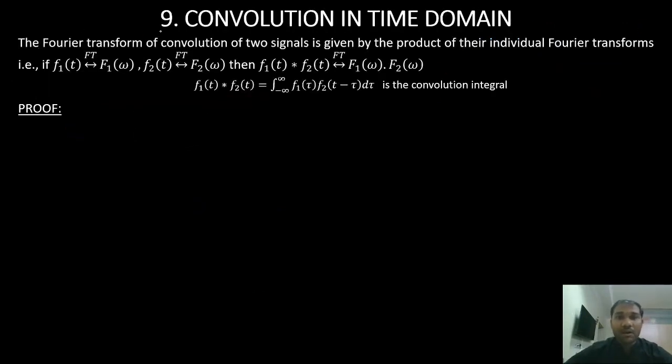Next property is convolution in time domain. So I have two Fourier transform pairs here. If I convolve the two time domain signals, how will my Fourier transform look? That is the essence of convolution in time domain, right? The convolution formula is this. We have already seen this in the first unit. Convolution of two signals is the integral from minus infinity to infinity of the first signal of tau, second signal of t minus tau, d tau. That is the convolution integral. We'll just prove the property here.